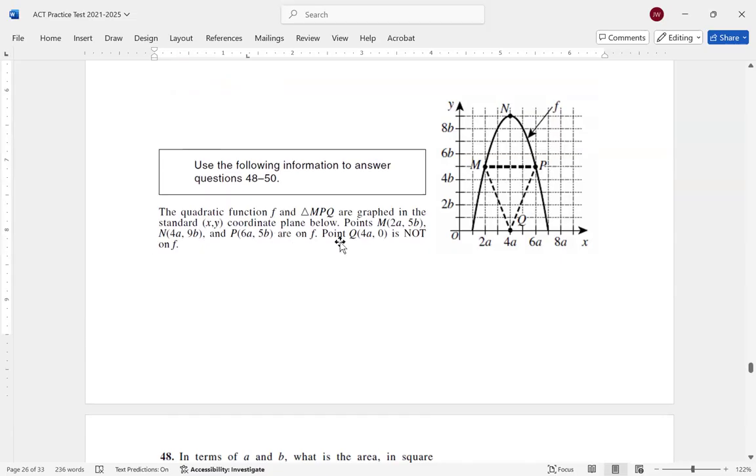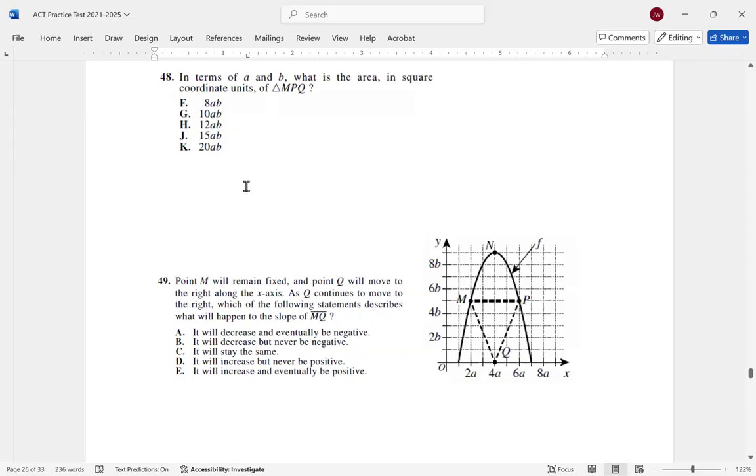Now, we're going to use this picture for questions 48 through 50. This picture shows a quadratic function f and a triangle MPQ graphed in a standard coordinate plane. We have point M at (2a, 5b), point N at (4a, 9b), point P at (6a, 5b), and point Q at (4a, 0). Q is not on the function, but M, P, N are on the function.